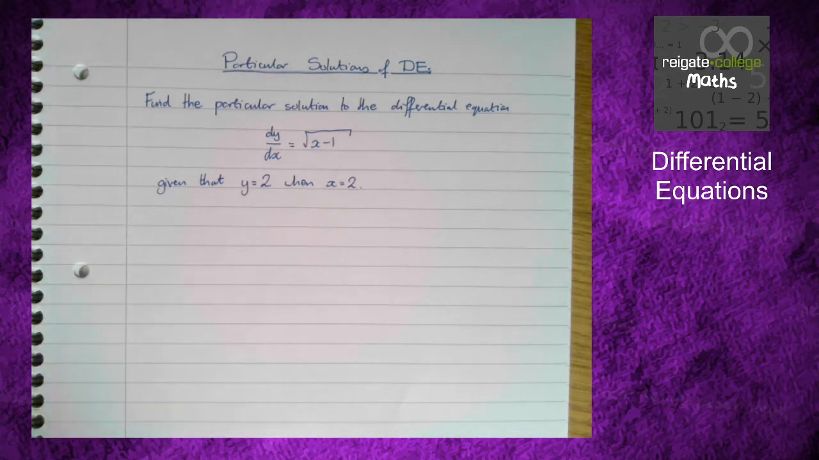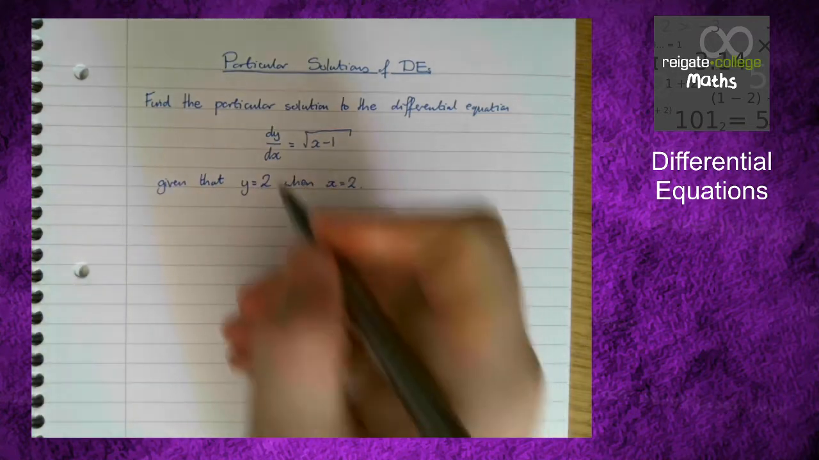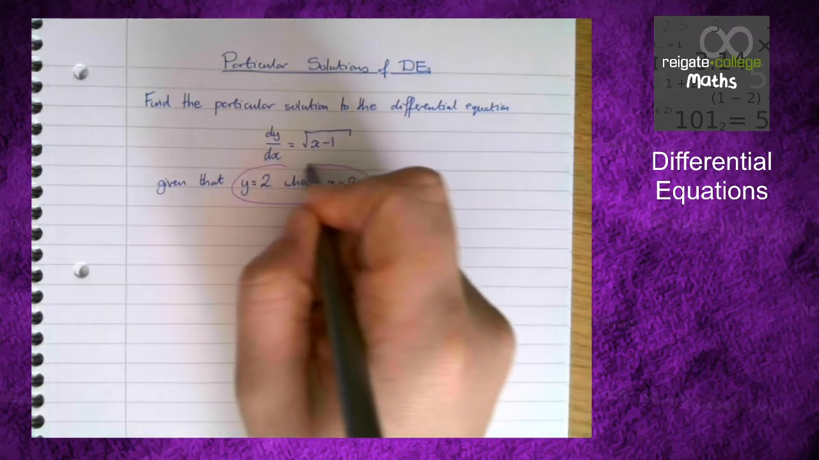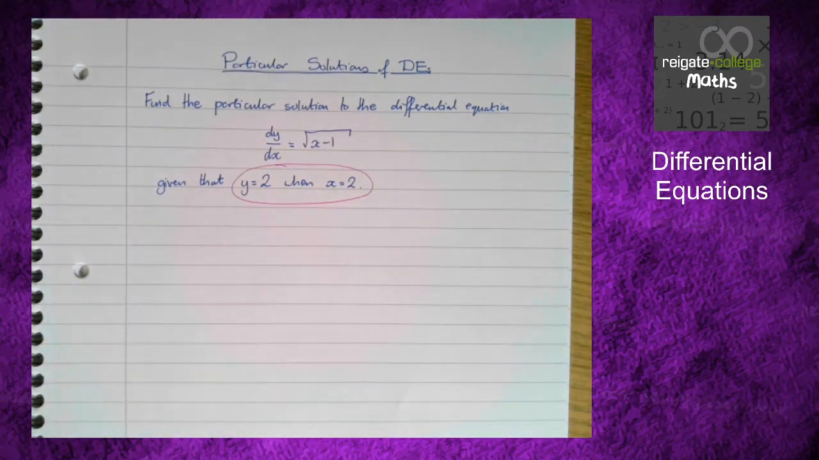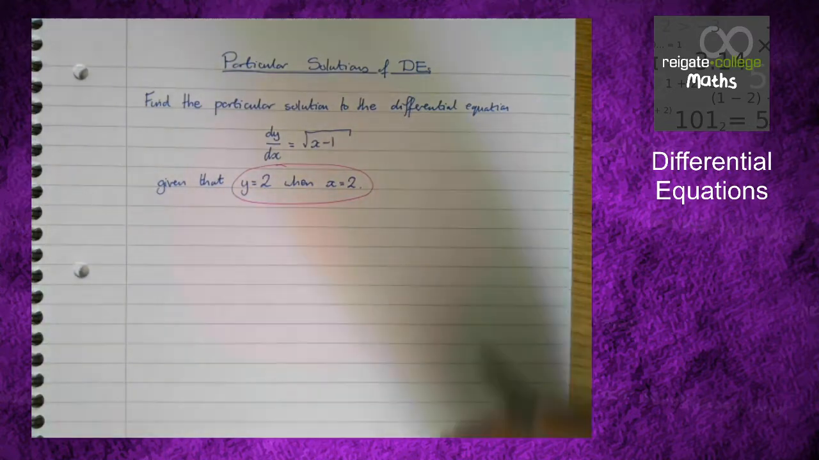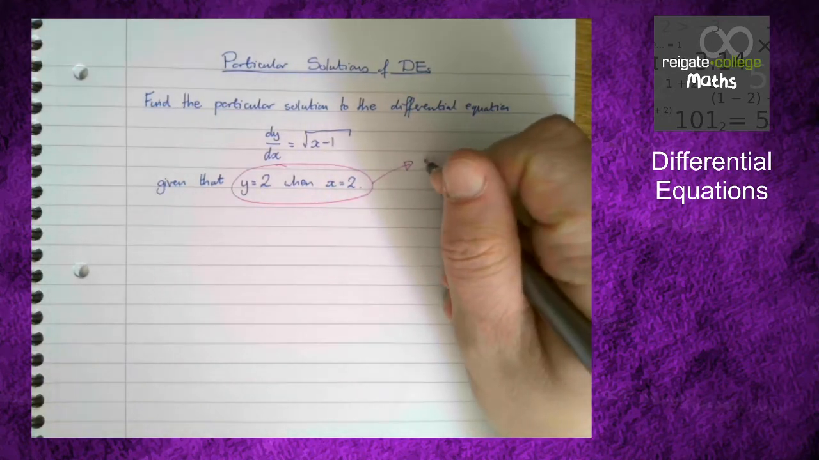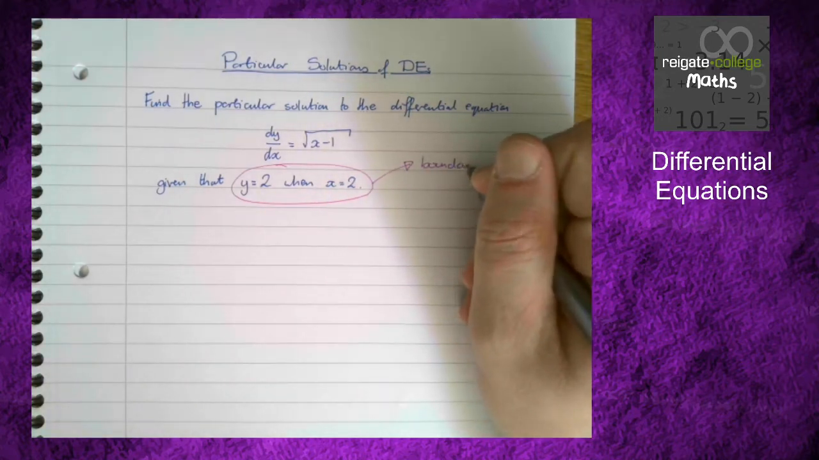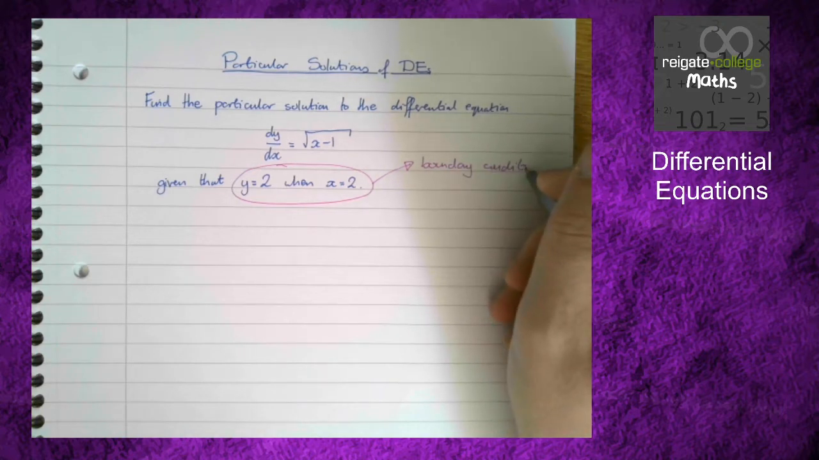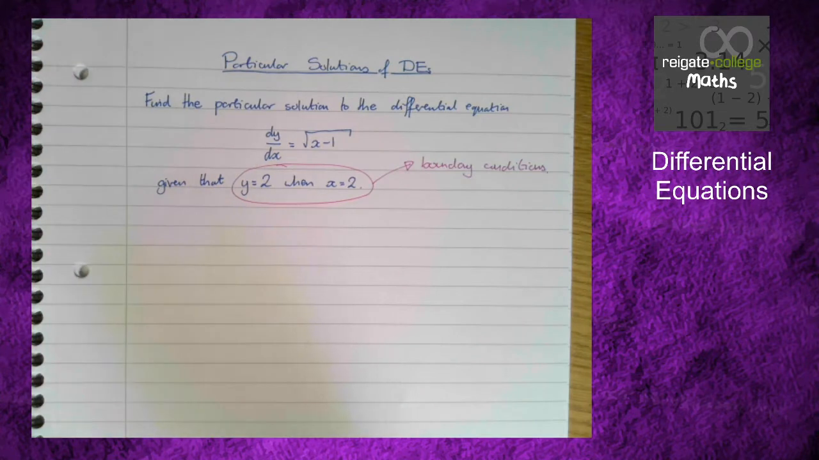So let's look at some terminology. These are specific points, or specific coordinates. The term for these is boundary conditions, because they give us the boundary for our equation. So you may need to use this term relatively frequently, particularly when you start getting into modelling with differential equations, which will be another video. So let's have a look at how we answer this question.